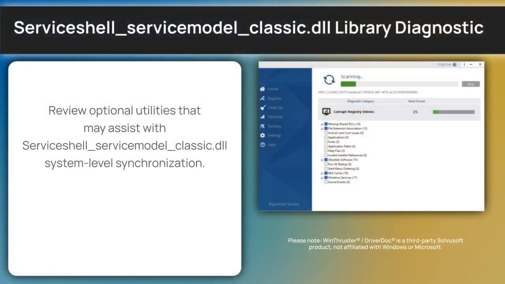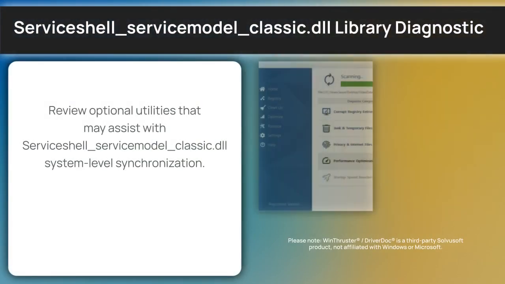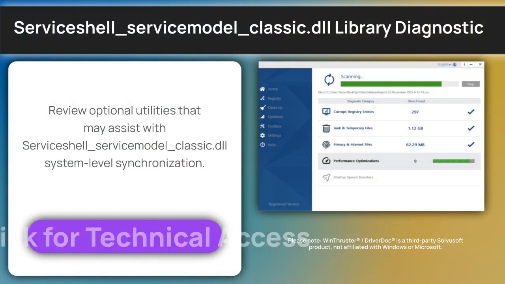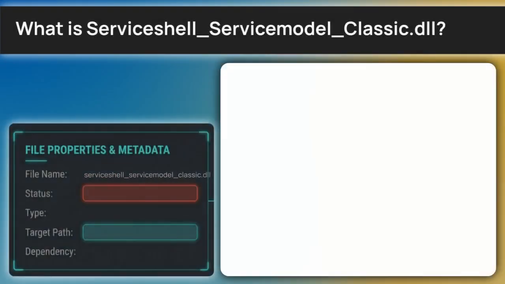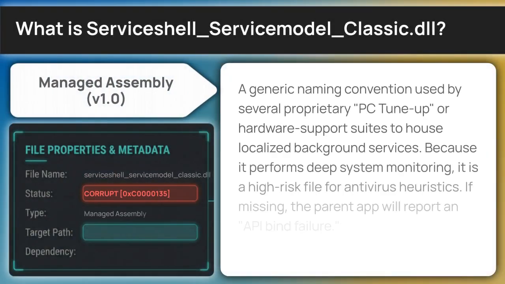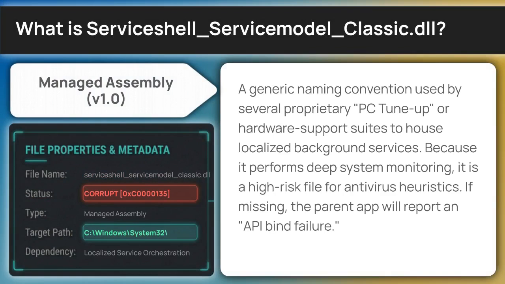To start fixing Service Shell Service Model Classic Module manually, you can also consider the official maintenance toolkit for a more stable system state. This is the Service Shell Service Model Classic Module, a generic naming convention used by several proprietary PC tune-up or hardware support suites to house localized background services. Because it performs deep system monitoring, it is a high-risk file for antivirus heuristics. If missing, the parent app will report an API bind failure.